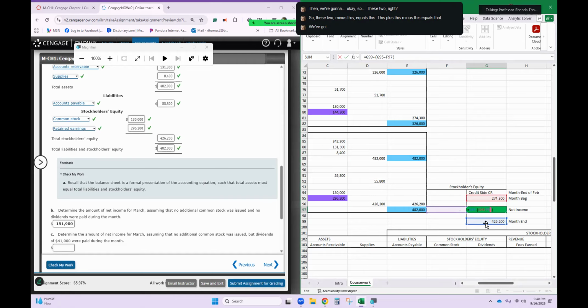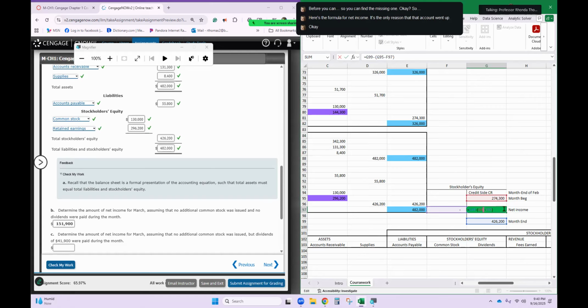We've got to go backwards. So this minus this minus this. All right, I know this is hard. You've got to have 3 pieces before you can find the missing one. Okay, so here's the formula for net income. It's the only reason that account went up.